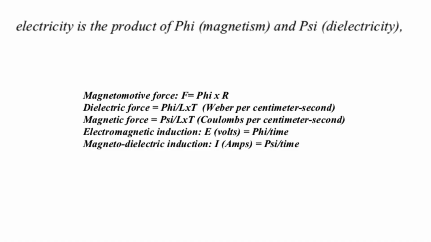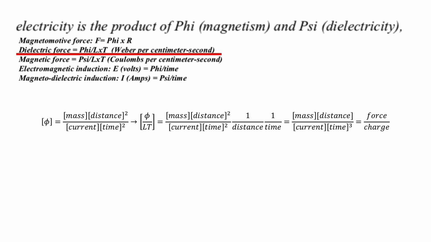Here we have the dielectric force given by phi over distance and time, and this is units of Weber per centimeter second. The Weber has dimensions of mass, distance squared, divided by current and time squared. So if we divide this by distance and time, we get mass times distance over current and time cubed. Now, this is not a force. This is a force per unit charge, or dielectric field strength.